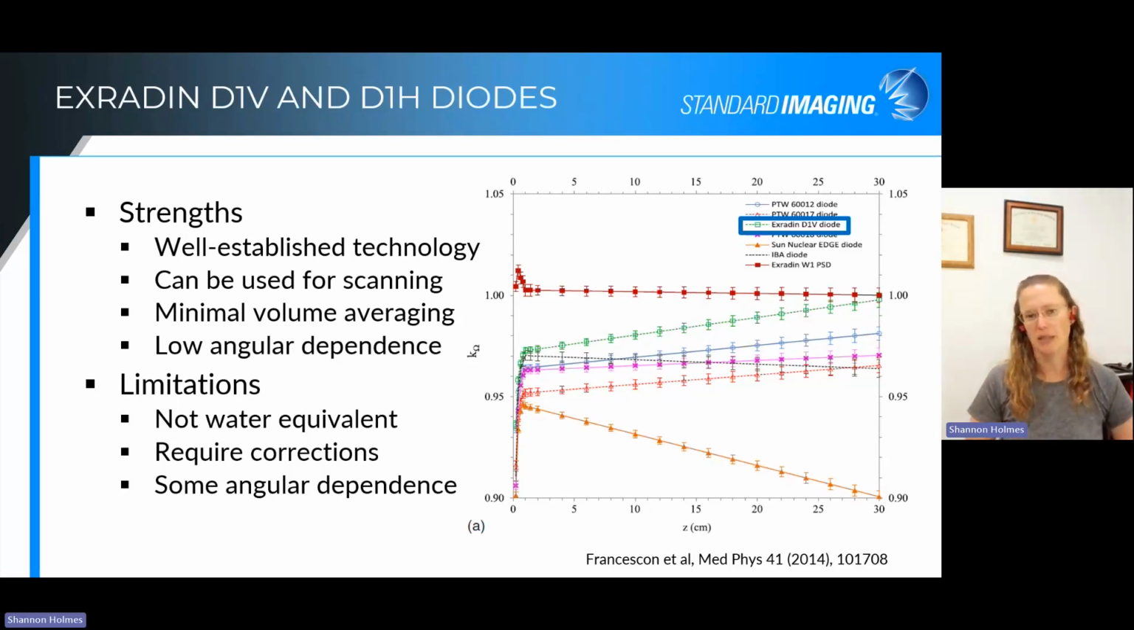And they have low angular dependence. So as you're scanning, of course, with small fields, you don't get nearly as far off axis, but as you're scanning, you don't have to worry as much about angle of incidence of the beam. Limitations of our diodes really are limitations of any diodes that you're going to encounter. They're not water equivalent because they're a higher density material. So they do require corrections both for that energy dependence and for the density, and they do have a little bit of angular dependence.